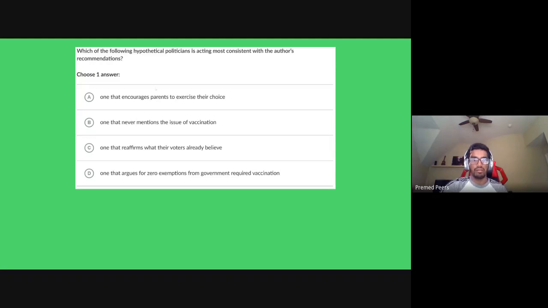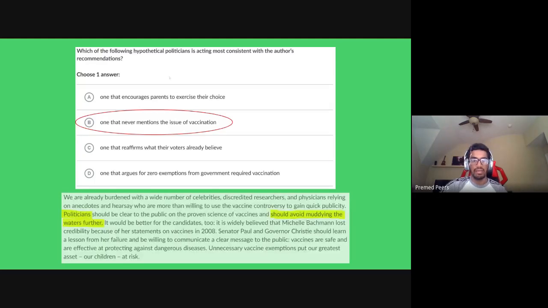All right. If not, go through it together. And the correct answer here is B. And that's because we see here in the passage that the author talks about how politicians need to be clear if they talk about the vaccine, and their main goal should be to avoid muddying the waters. So the author almost directly recommends that they really shouldn't talk about the vaccine and cause more concern and more discussion or argumentation between the people.